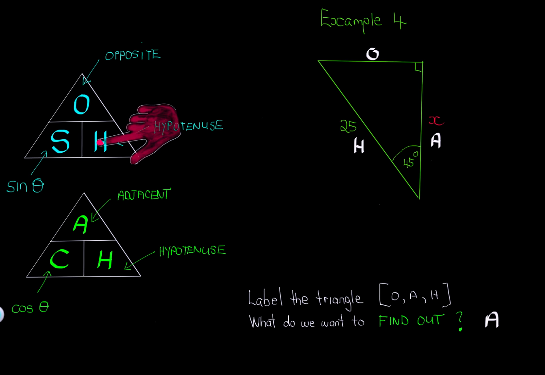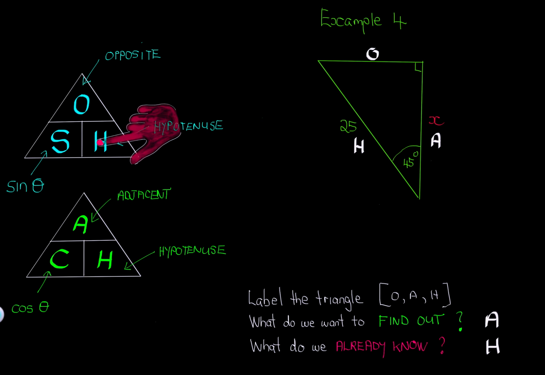The next question we ask is, what do we already know? Well, we already know the hypotenuse. There it is there. So the answer is H. Okay, so now we use these answers to these questions to work out which of these pyramids we use to solve the problem. Because we've got A and H, we need the pyramid which has A and H in it, and that is the CAH pyramid. So this is the pyramid we're going to use.